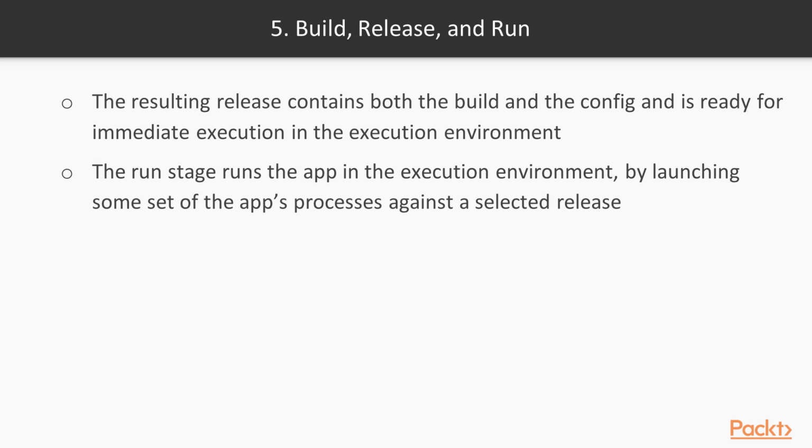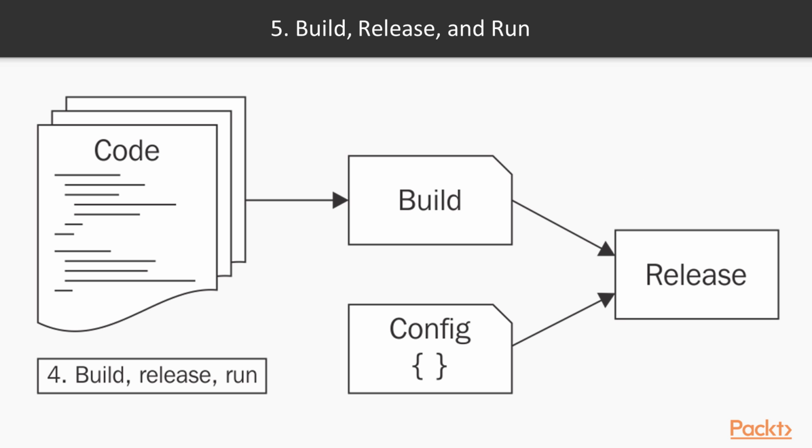The last stage is our runtime stage. It runs the application in the execution environment by launching some set of the application's processes against a selected release. So we have code, we have the build and package phase, which assembles the build and config and creates a release. A release can be executed in the target environment.